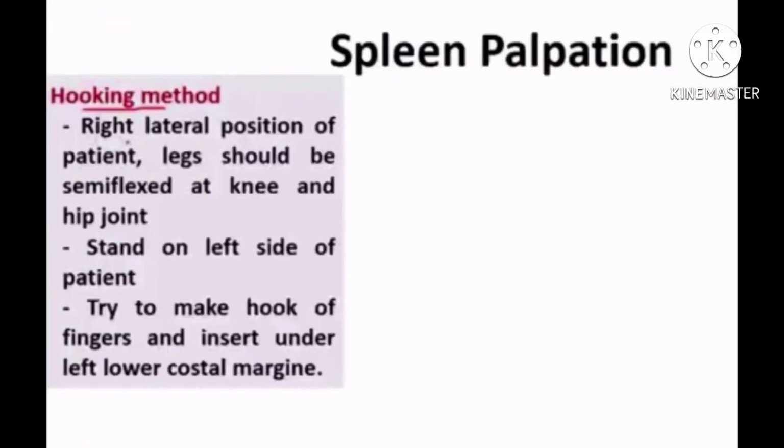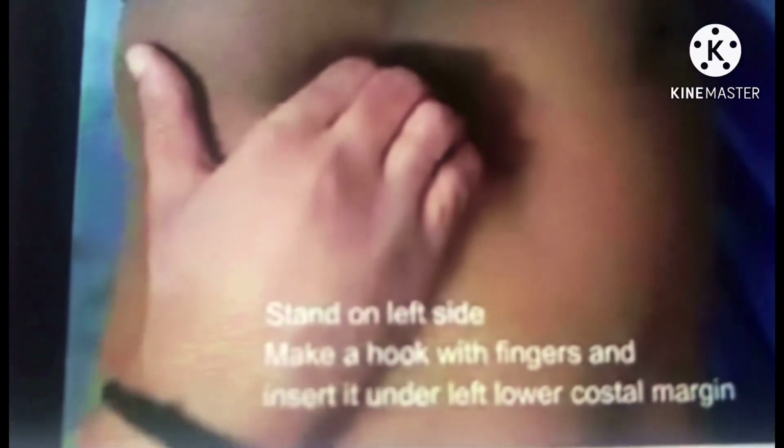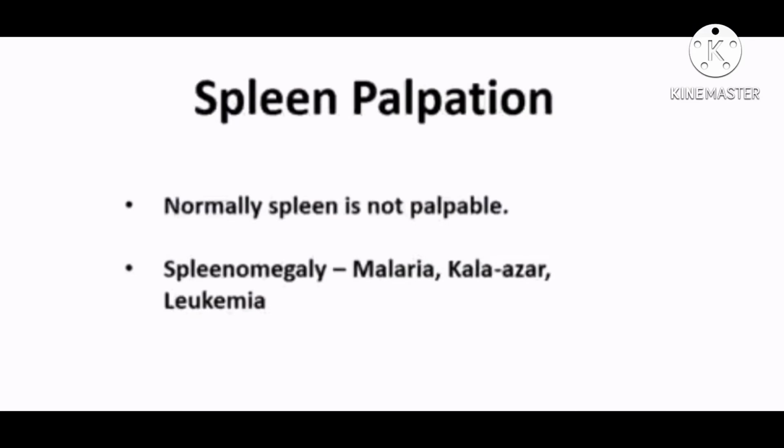Spleen palpation and hooking method. Right lateral position of the patient. Legs should be semi-flexed at the knee and hip joint. Stand on the left side of the patient. Try to make a hook of the fingers and insert under the left lower costal margin. Normally, the spleen is not palpable. Splenomegaly is seen in malaria, Kala Azar, and leukemia.